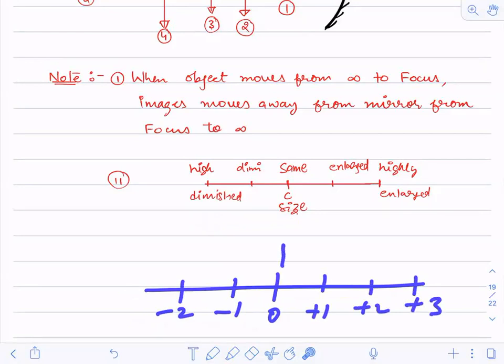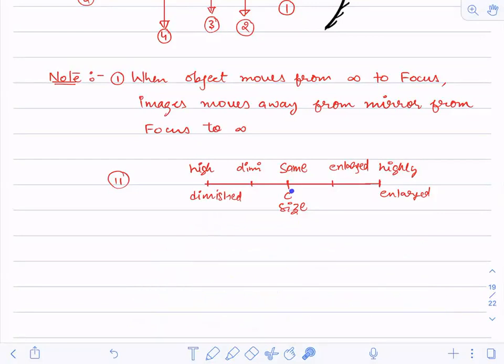Now, on moving left-hand side, what happens? The size decreases, the value decreases further, and on moving right-hand side, the value increases on the number line. So this is what I'm telling you regarding the size. Just try to replicate that over there.